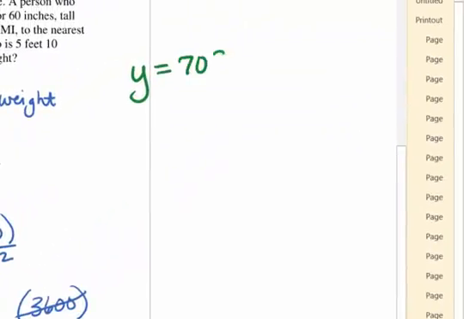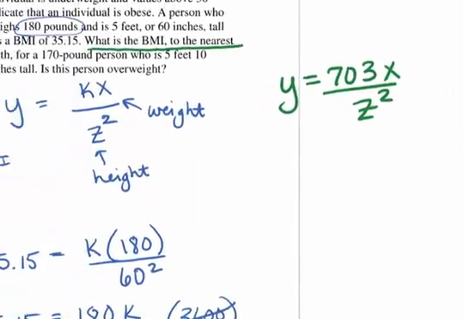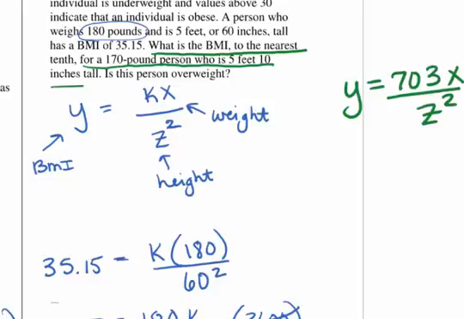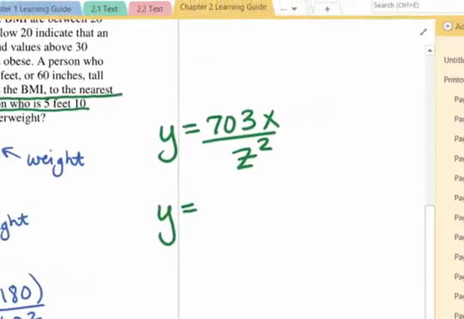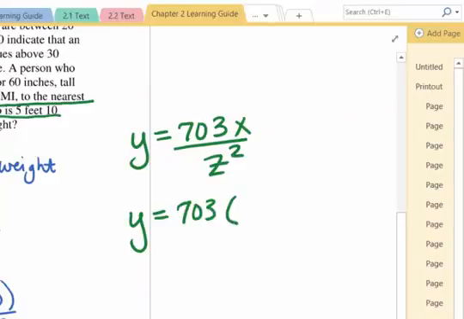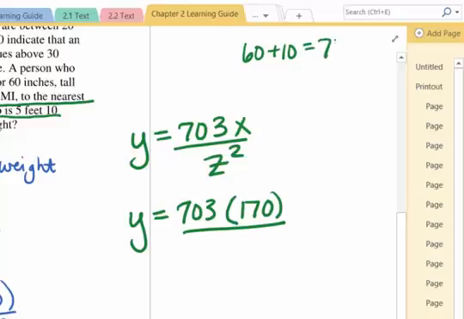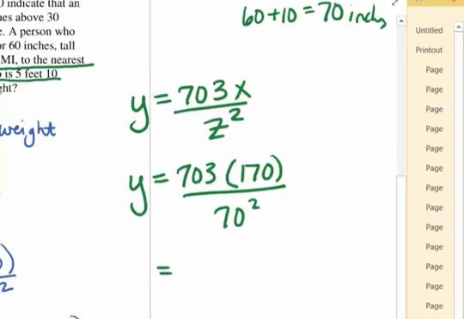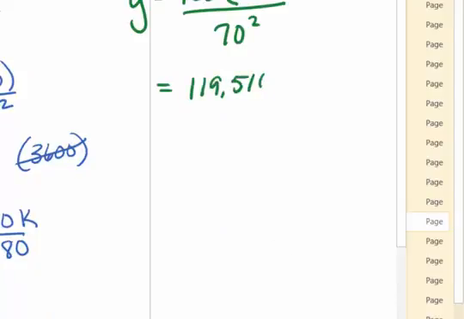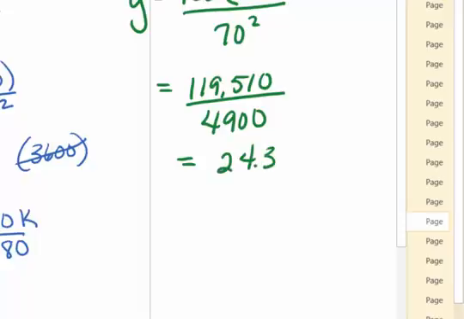And once we found our constant of variation, let's come back up and start over. Y equals, the K is 703 times X over Z squared. And then our question is, what is the BMI for a 170 pound person who's 5 feet 10 inches tall? So the BMI is Y, we're trying to find it, equals 703 times X, which is the weight, 170 pounds, over, now 5 feet 10 inches tall. Remember that we have 5 feet is 60 inches, plus another 10 is 70 inches in height. So we'd have 70 squared. So 703 times 170 should give you 119,510 over the 70 squared, which is 4,900. That would be 24.389, and we'll round to the nearest tenth, like they mentioned, 24.4.